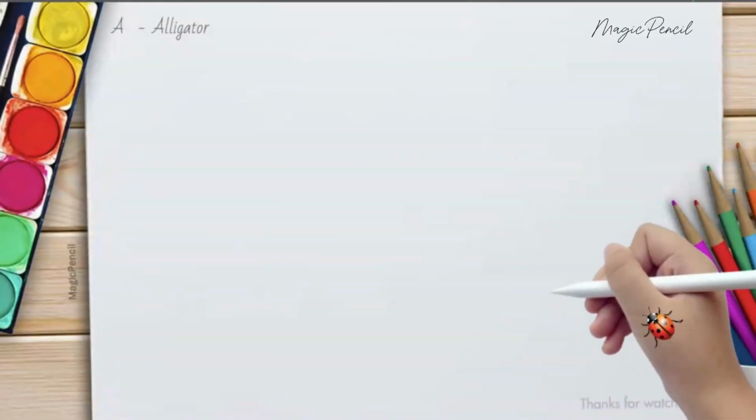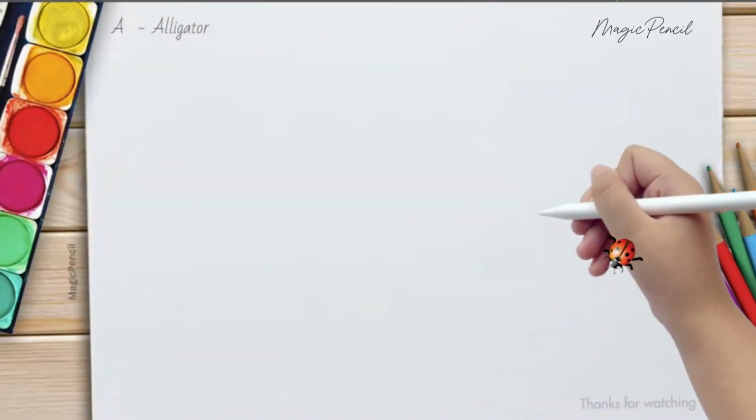Let's all learn the letter A together with the ladybug, everyone. A for alligator.